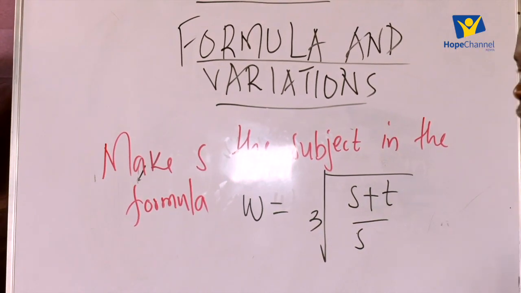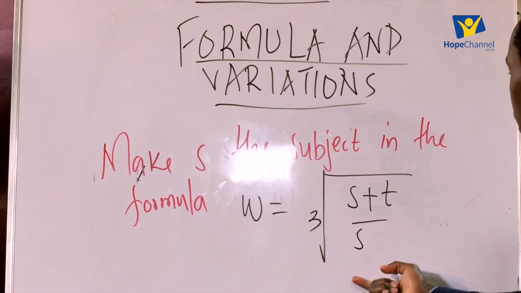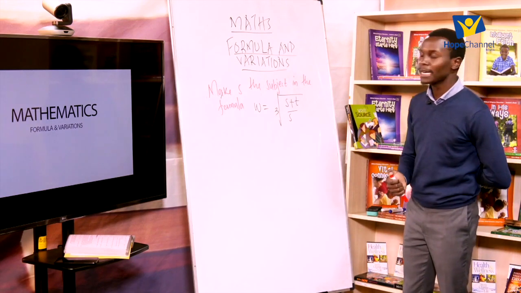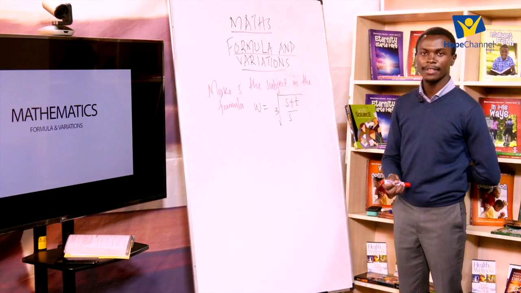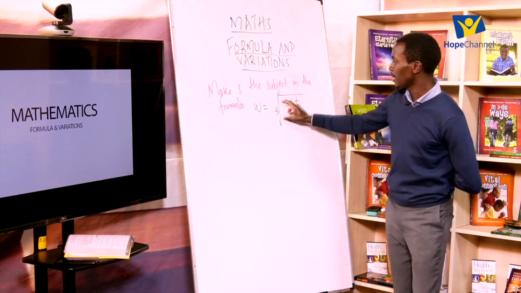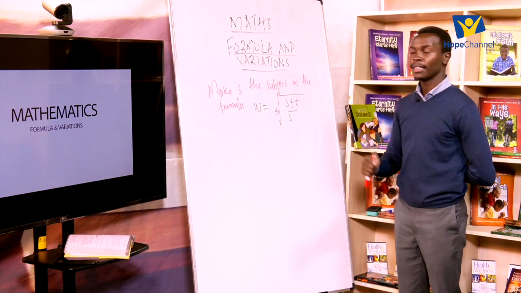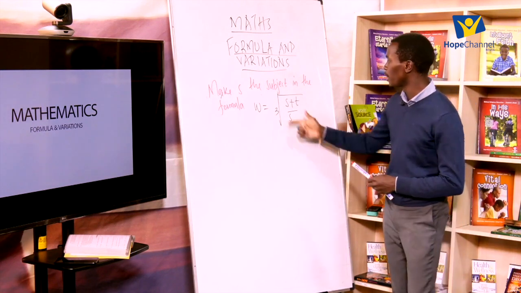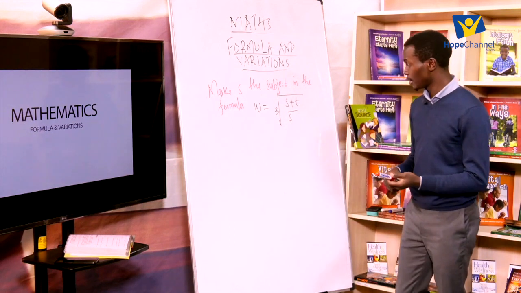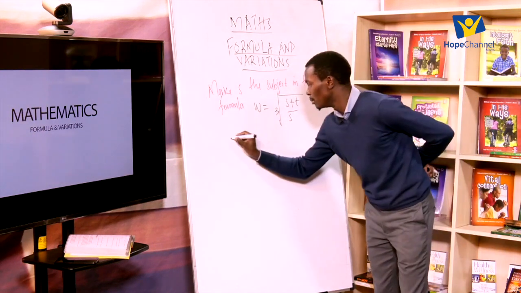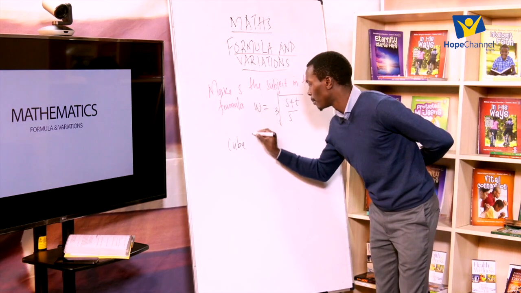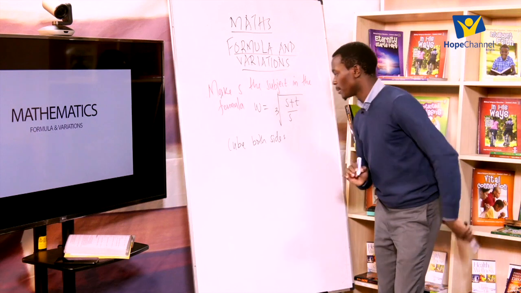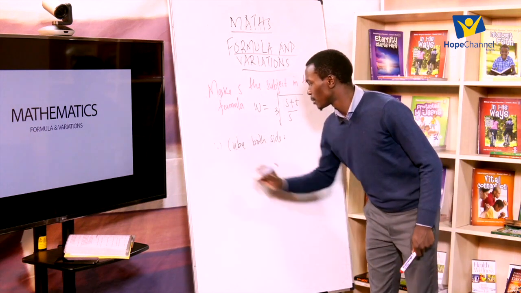So look at that. It is having a cube root on the other side, and then now we're supposed to find s, or to make s the subject. So the very first thing, now because it is a cube root, we start by raising both sides to power 3 so that we can be able to do away with the cube root sign. So step number 1, cube both sides. So by cubing both sides, that is step number 1.